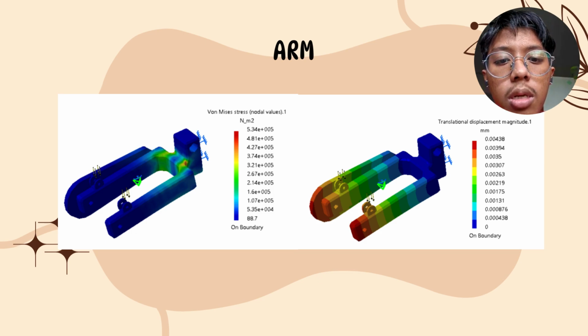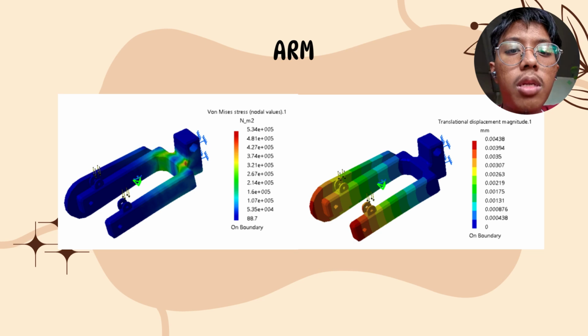The stress analysis identifies how the swing arm handles structural loads. The highest stress concentrations are located near the pivot junction, where the two arms meet the main mounting block. According to our data, the maximum von Mises stress is 5.34 times 10 to the power of 5 Newton per square meter, while the minimum is 88.7 Newton per square meter.